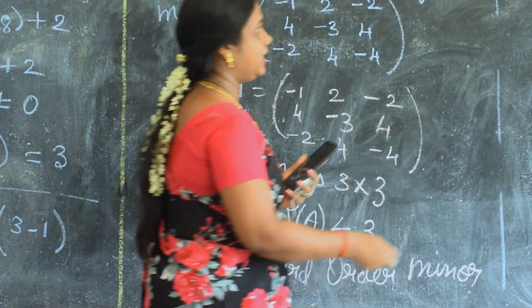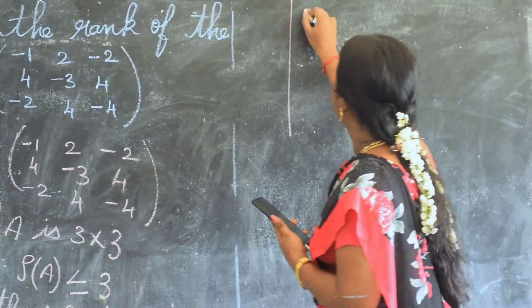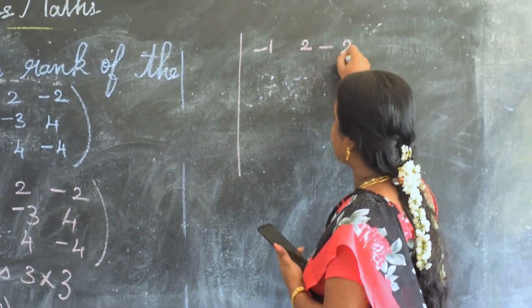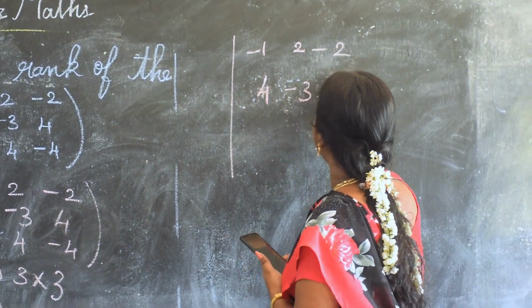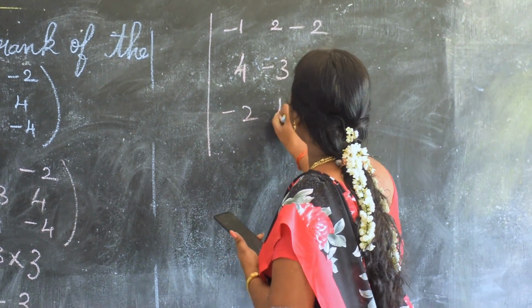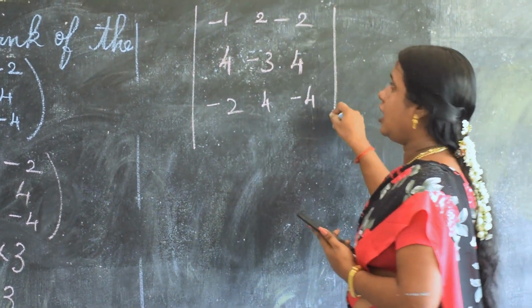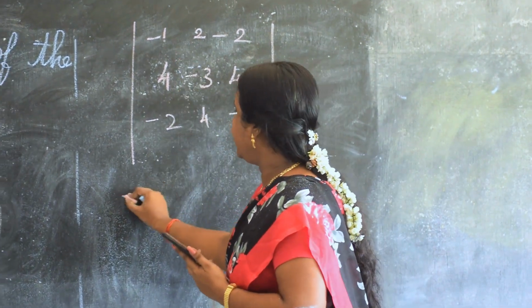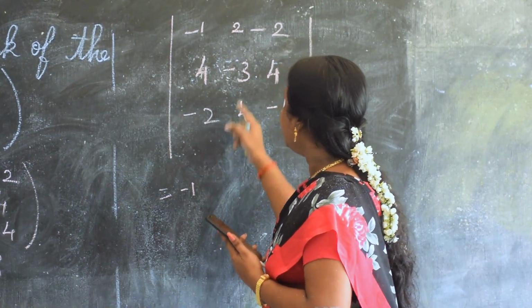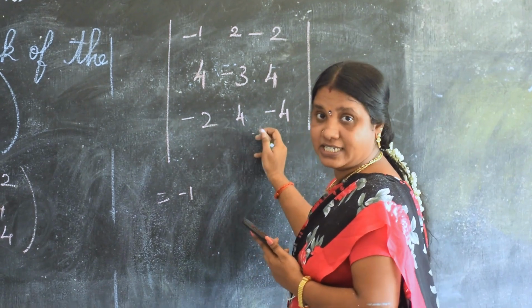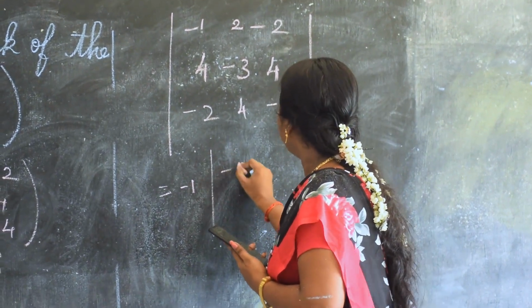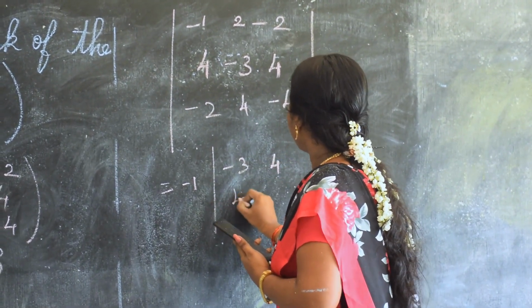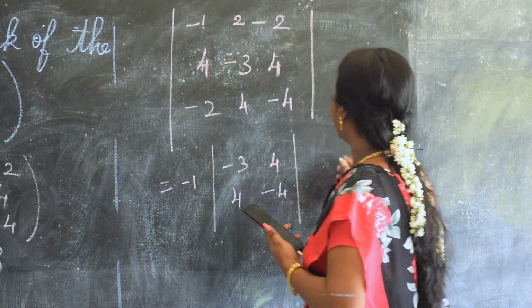Third order minor. Find the determinant value here. Minus 1, 2, minus 2, 4, minus 3, 4, minus 2, 4, minus 4. Now I am going to solve this determinant. See here, first you take minus 1 into, what is the determinant? If you can't understand, you can write this step also. Minus 3, 4, 4, minus 4.